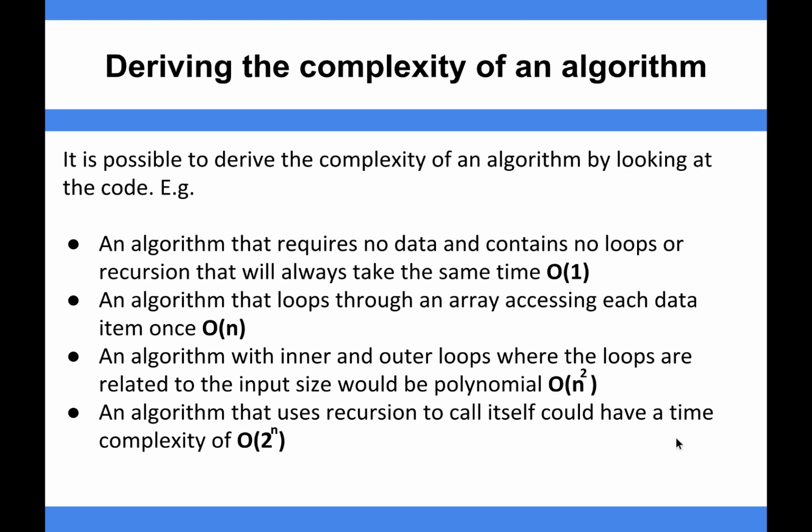That's O(1). If there's an algorithm that loops through an array, accessing each data item once, that's O(n). Okay, because that's going to be completely dependent on the size of the data itself.